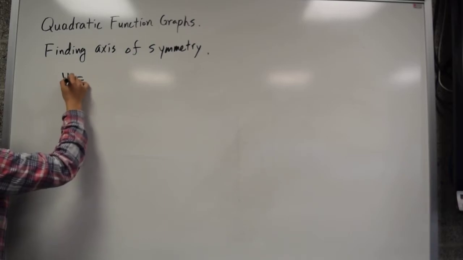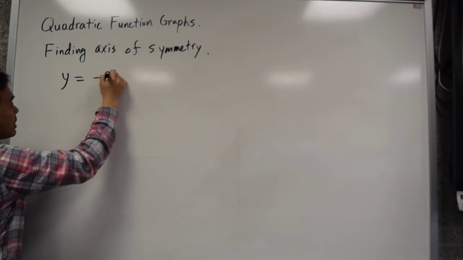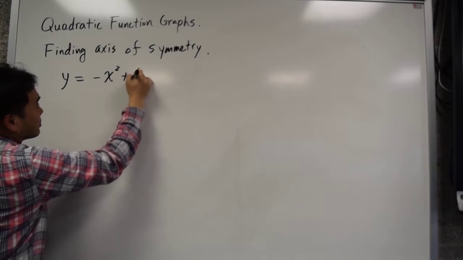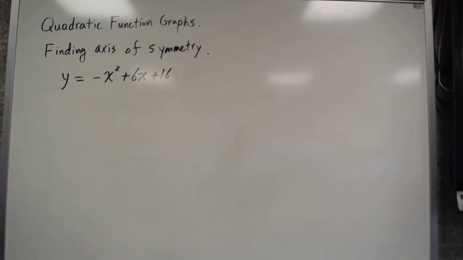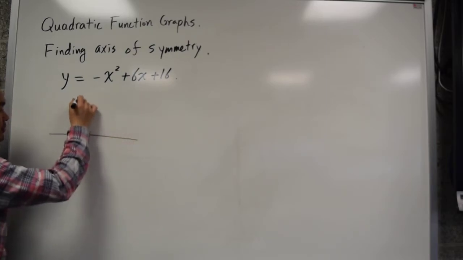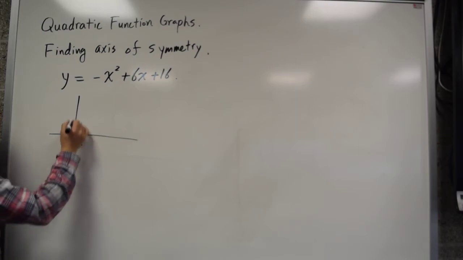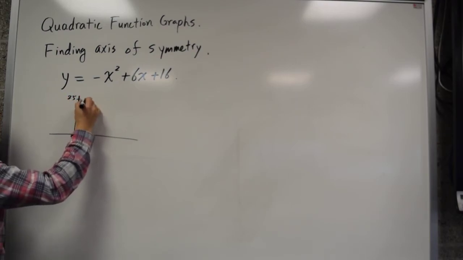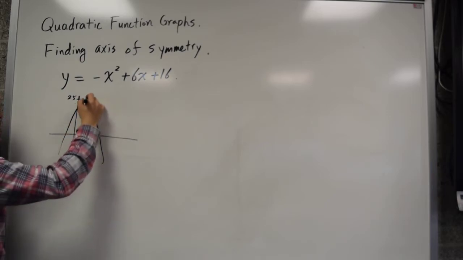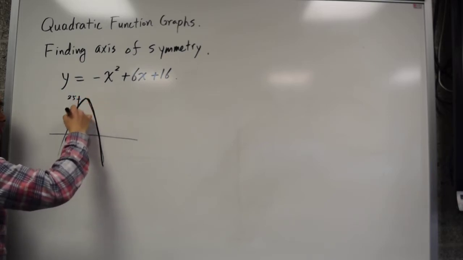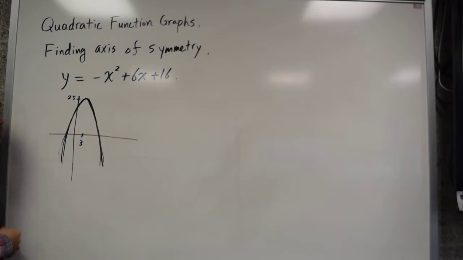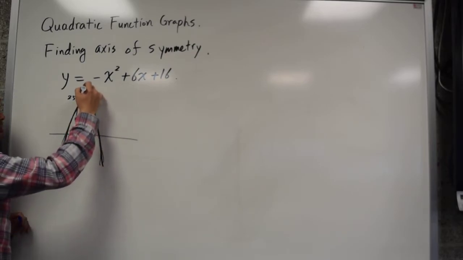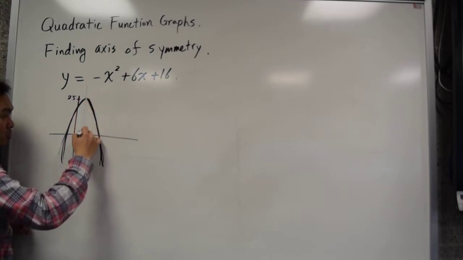I want to revisit the graph that we just did. Y equals negative x squared plus 6x plus 16. Now, when we drew the graph, I said at (3, 25) there's this vertex and it comes down like that, right? Now, a parabola is symmetric with respect to the vertical line that passes through the vertex.